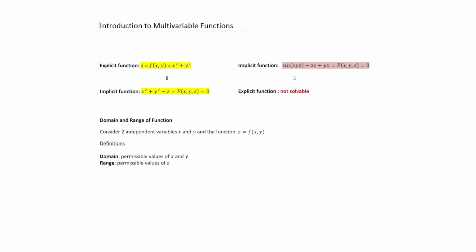And so there are two different terms that we're dealing with. This can be extended to higher dimensions. So for instance, if we're dealing with three variables, let's say x, y, and z, that would be the domain. And if w is some function of x, y, z, then the range would be permissible values of w. So it can definitely be extended to higher dimensions.